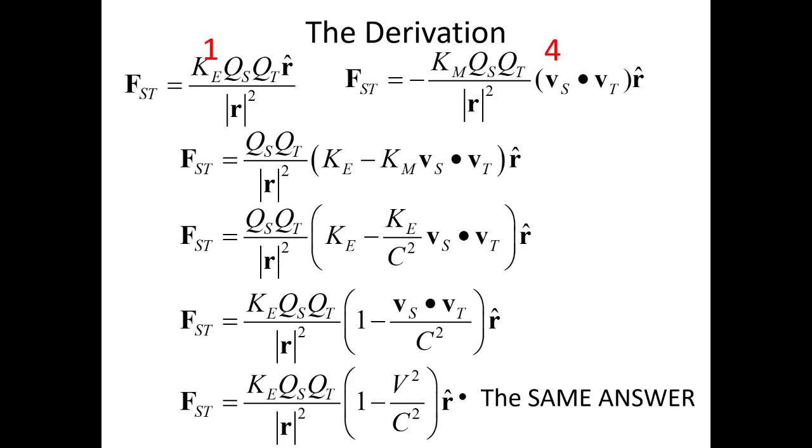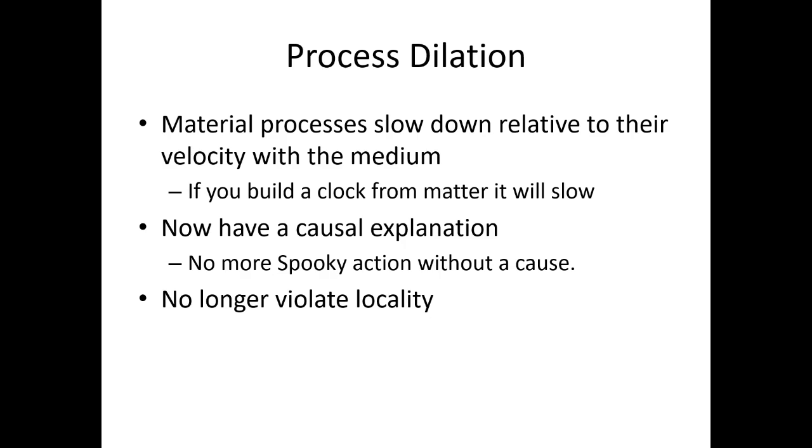Magnetism is the cause of what we've been calling time dilation, but it's not a dilation in time. It's what ethereal mechanics calls process dilation. In other words, your materials slow down relative to their velocity with their medium. And because it's the velocity, the interaction in the medium, we no longer violate causality. And because we have a causal explanation, a simple magnetic field effect, there's no more spooky action without any reason at all. It's just the simple mechanics of regular Newtonian mechanics, just with electromagnetism installed. What I can show in my transvariance paper is that everything in relativity can be derived down to electromagnetism, from inertia, gravity, everything.